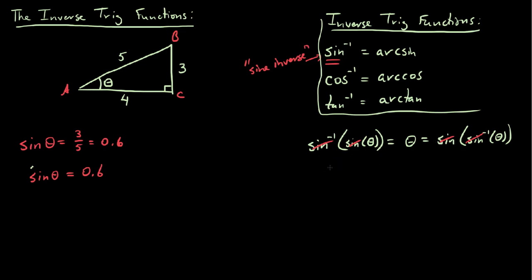And sorry about the red strikes through those, but we don't want red, we want green. I think it's green. And we want cosine.